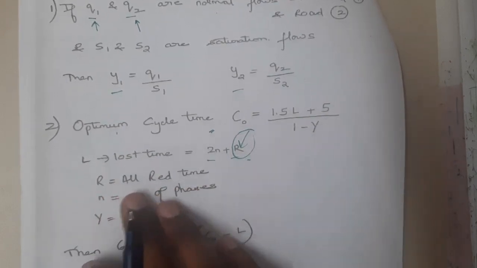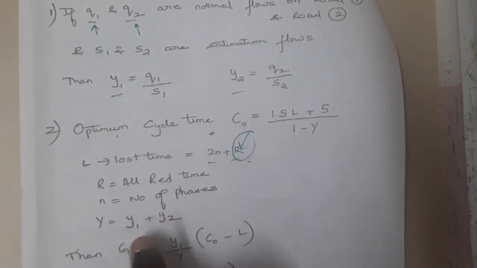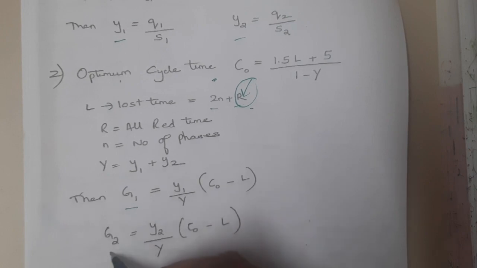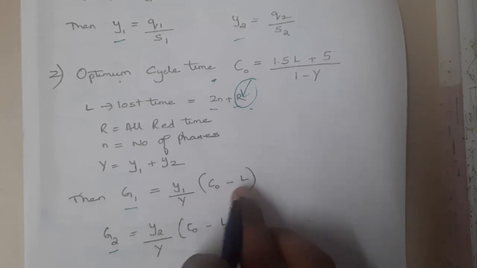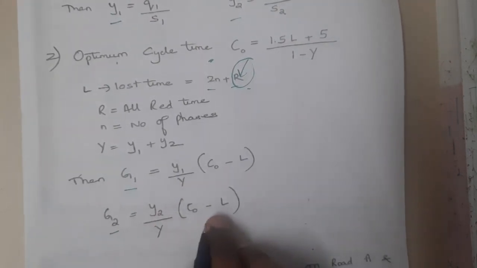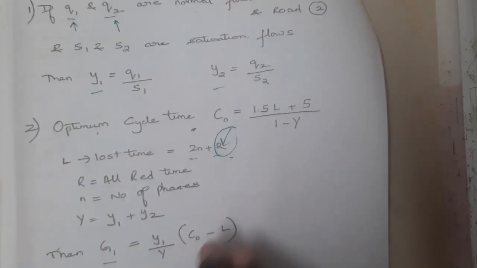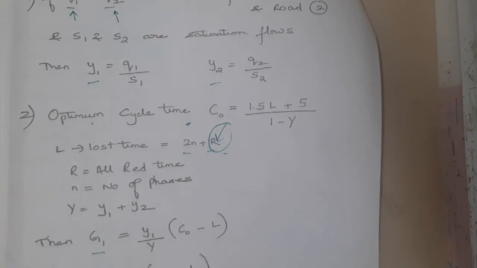Here R is the all red time, n is the number of phases, and Y is y1 plus y2. Got it? Here you will be calculating g1 and g2, guys. g1 is equal to y1 by capital Y into (C0 minus L). Similarly, g2 is equal to y2 by capital Y into (C0 minus L). So C0 minus L is common; the C0 value you will get from here, and the L value from here. Got it? Yes. So I have just gone through the formulas, guys.